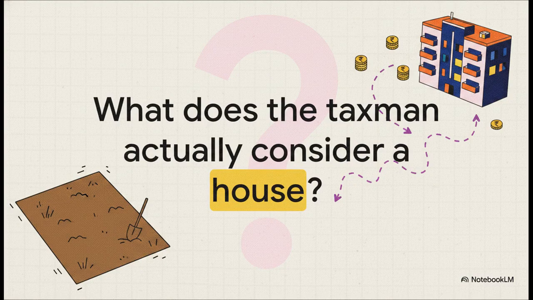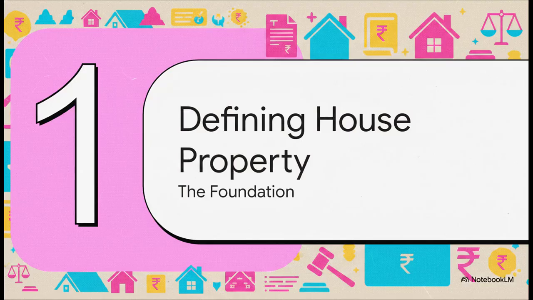Before we get into the actual math, let's do a quick thought experiment. Picture a totally empty plot of land you just bought. Got it? Now, picture a finished, fully constructed apartment. Do you think the government taxes them the exact same way under these house property rules? Keep that in mind, because the answer sets the foundation for everything we're about to cover. Let's start with Section 1, defining house property, understanding the foundation.